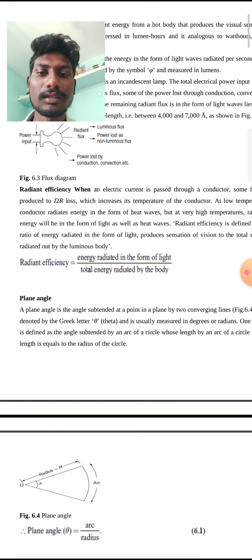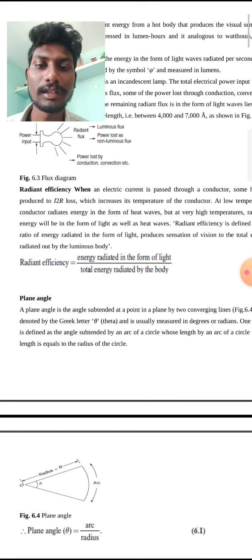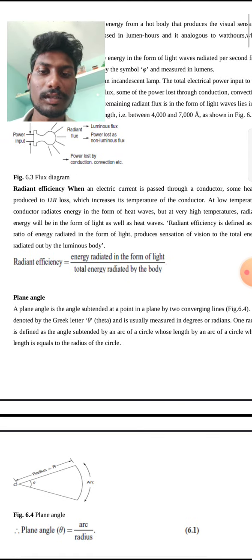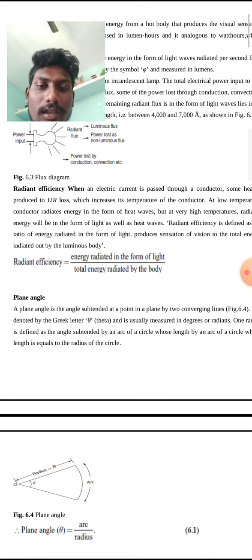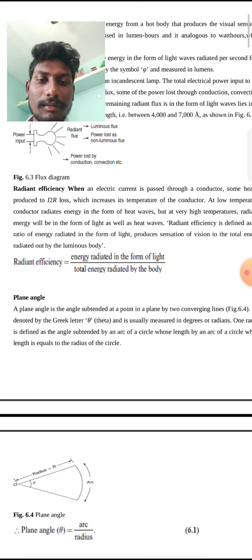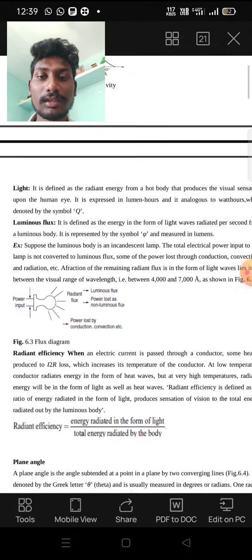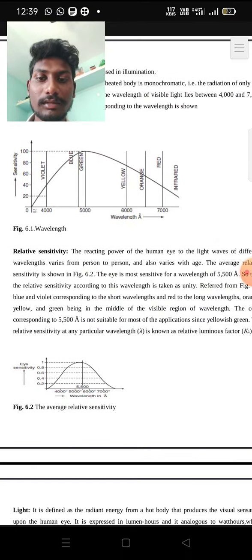Radiant efficiency is defined as the ratio of energy radiated in the form of light, which produces the sensation of vision, to the total energy radiated by the luminous body. Radiant efficiency equals energy radiated in the form of light divided by total energy radiated by the body. This is the relative sensitivity.